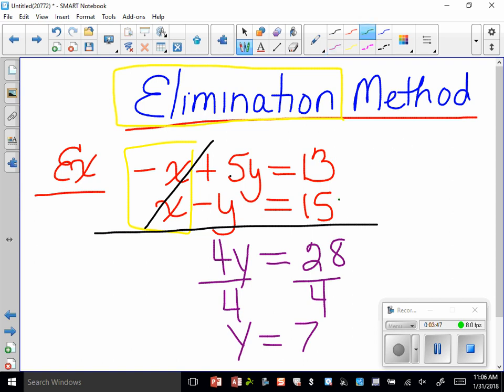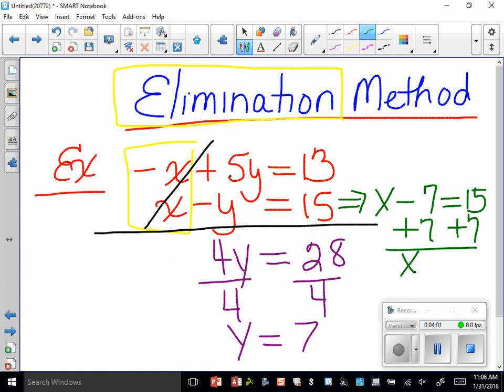So I'm just going to do this one. And so I'm going to say x minus, and then my y is 7, equals 15. Solve for x. And I get x equals what? 22. And so now I have my x coordinate. And my solution is (22, 7). Okay.